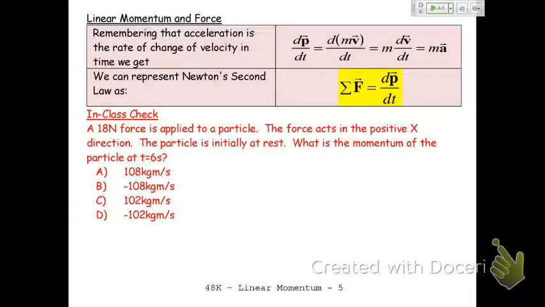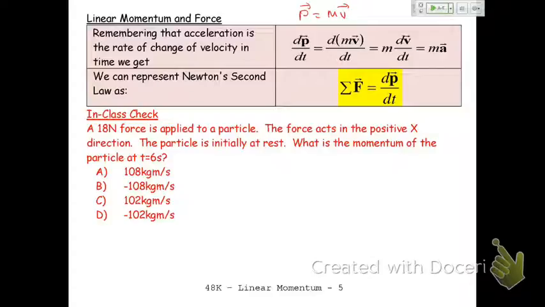Okay, let's derive something. Part of physics and engineering is you derive something and then you learn from the derivation. So if we remember that acceleration is the rate of change of velocity with time, I can say, well, if P is equal to mv, then if I differentiate both sides, I get dp by dt is equal to d(mv) by dt. And of course, you take out your constants. Mass is not going to change during this, which is m dv by dt. And if I think back about my kinematics, dv by dt is acceleration.